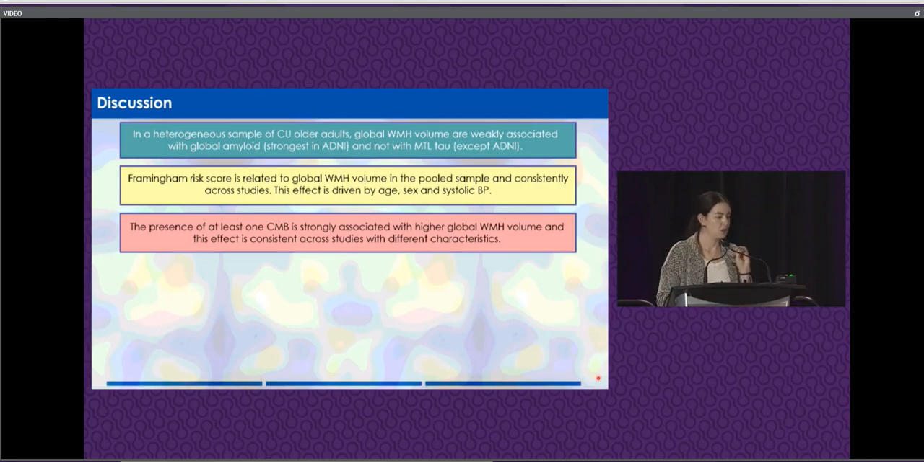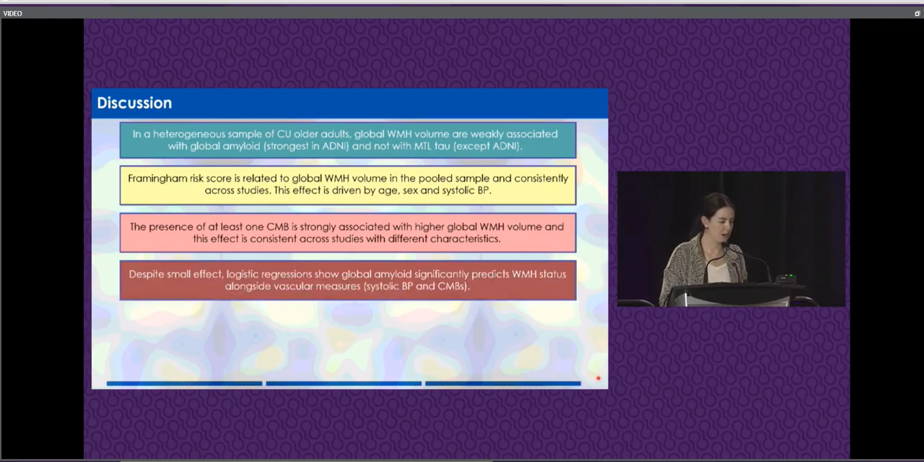The presence of at least 1 cerebral microbleed was a strong predictor of higher white matter hyperintensity volume, and this effect was also consistent across studies despite their very different characteristics, especially cardiovascular disease burden-wise. And despite the general small effect size of the association with amyloid, our logistic regression still showed a significant effect for global amyloid predicting white matter hyperintensity status alongside the vascular measures.